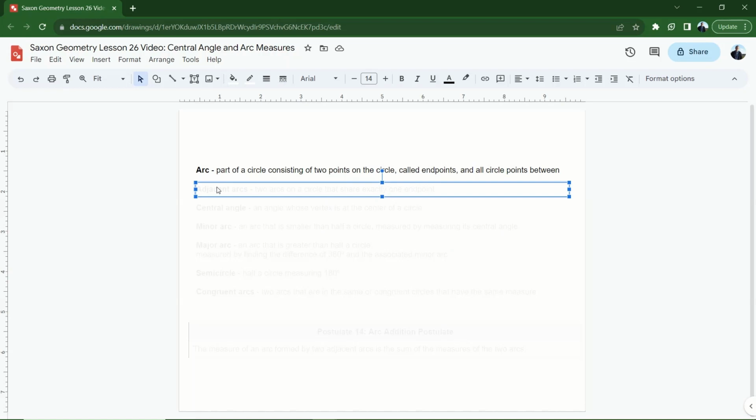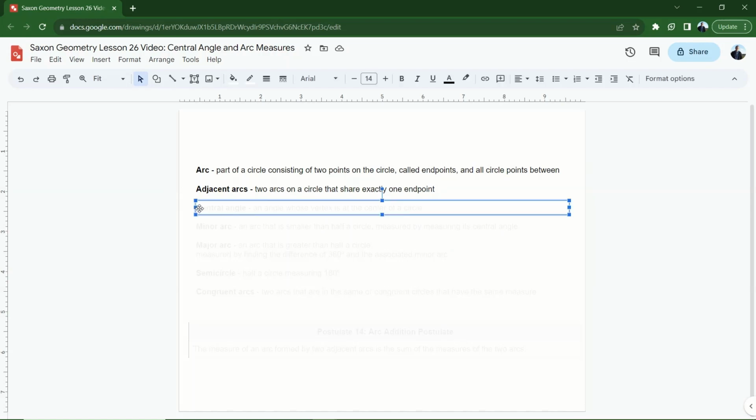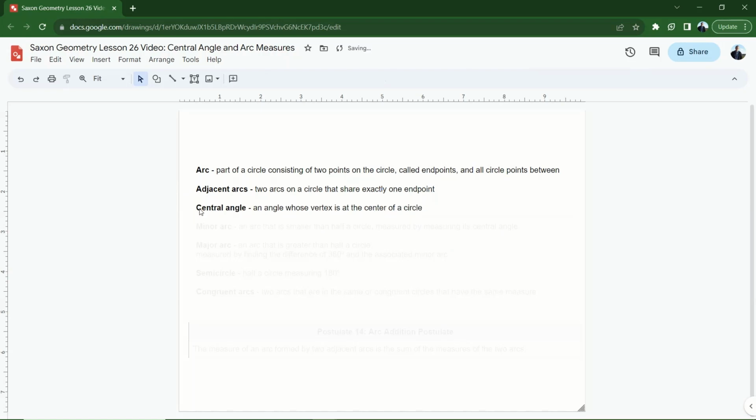We can talk about a lot of the same things with arcs that we talk about with line segments. An arc is like a circular line segment also. Adjacent arcs are two arcs that are side by side. They have exactly one common endpoint. We could talk about a central angle, an angle whose vertex is at the center of a circle. A central angle associated with an arc is one whose vertex is at the center of the circle, and the rays of the angle pass through the endpoints of an arc.